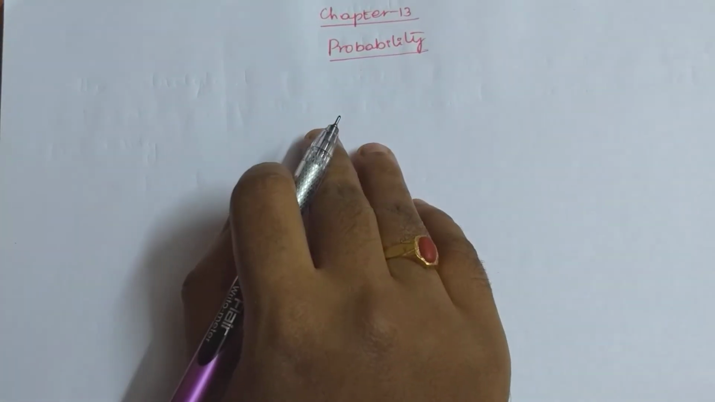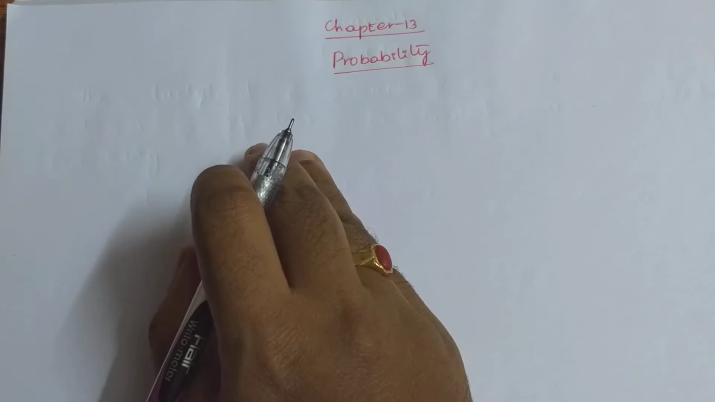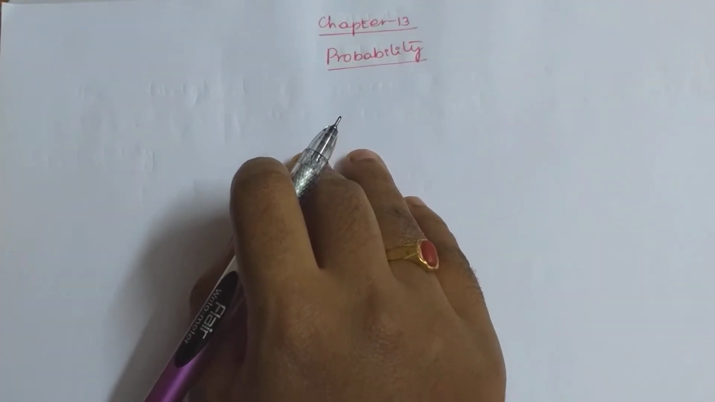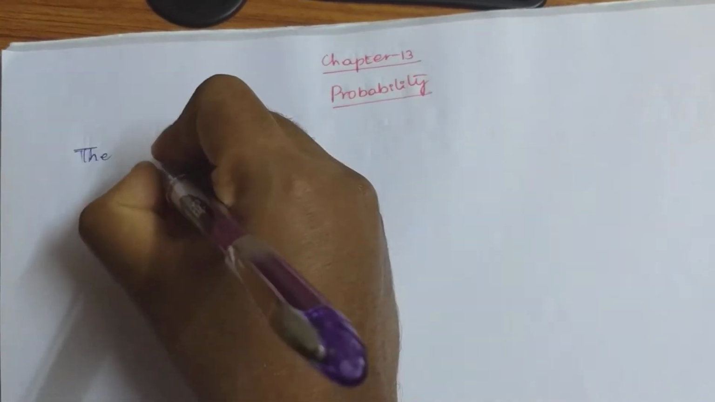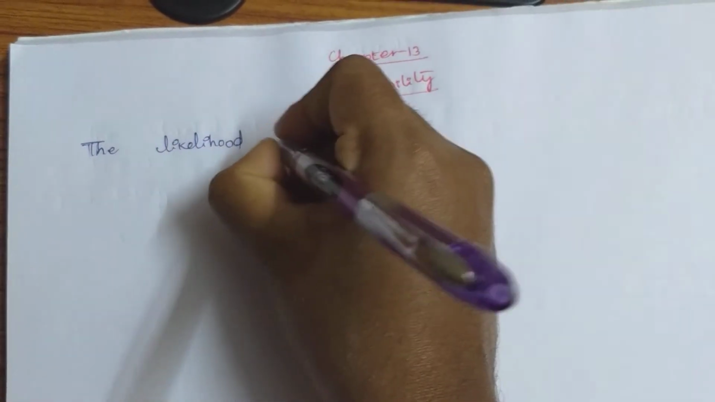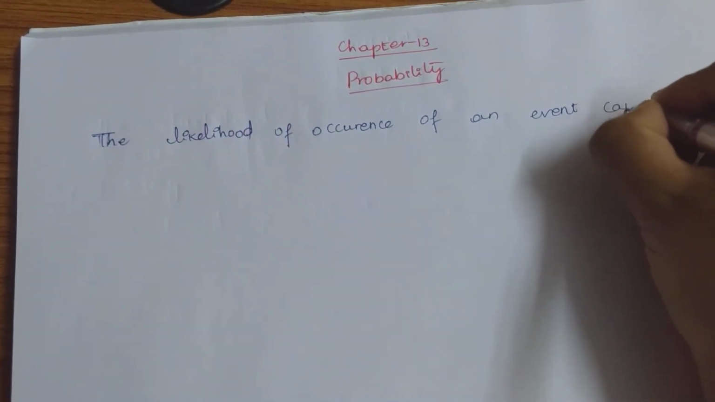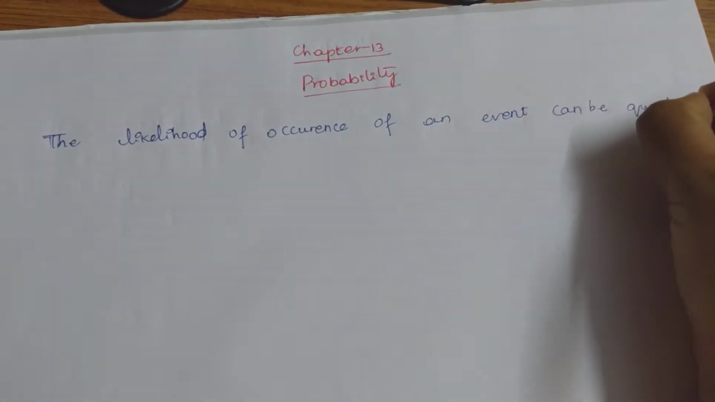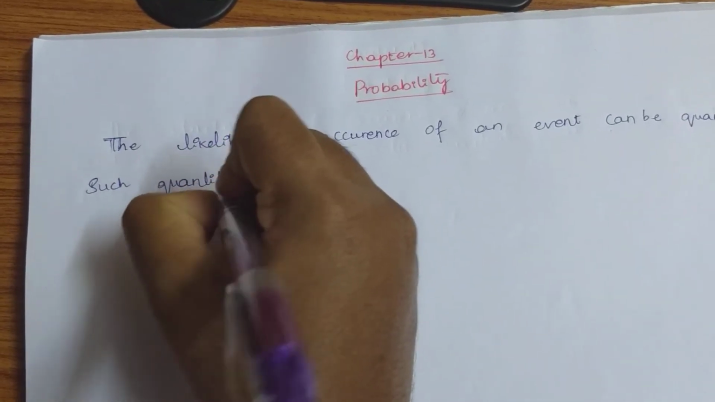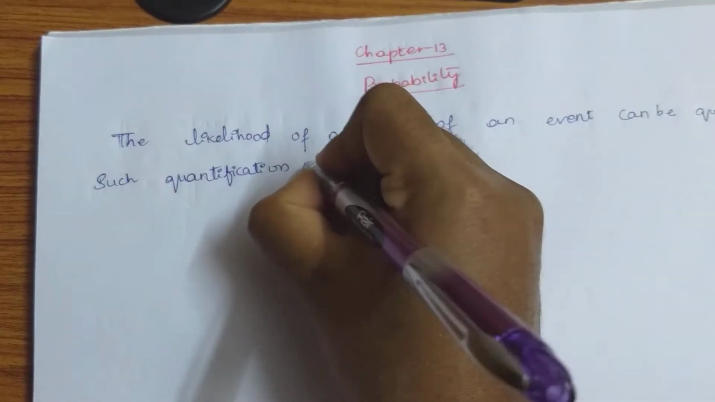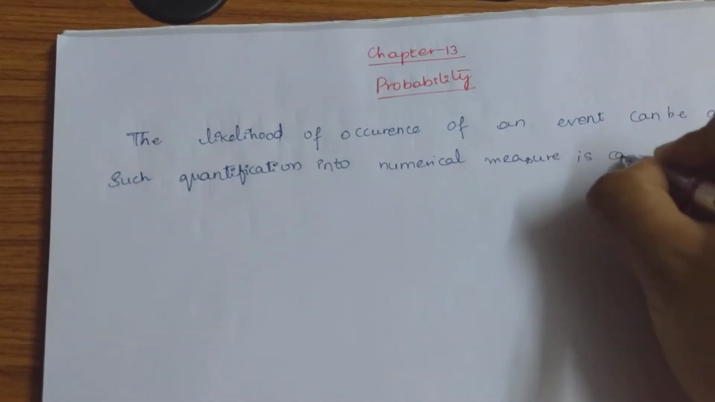Probability is nothing but the likelihood of occurrence of an event can be quantified. Such quantification into numerical measure is called probability. First of all, let me write whatever I have said to you till now. The likelihood of occurrence of an event can be quantified, such quantification into numerical measure is called probability.